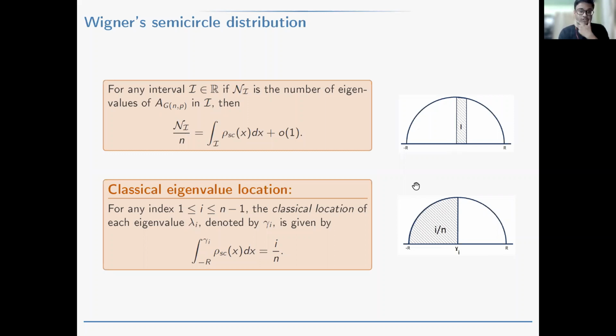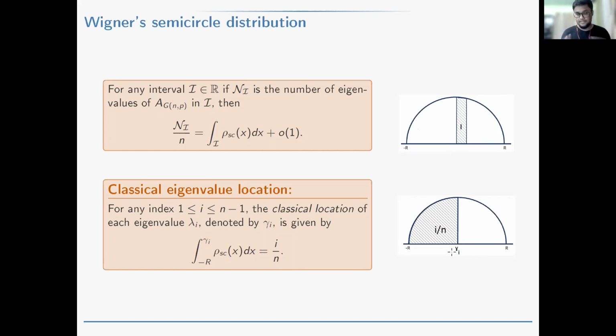For any eigenvalue lambda_i of A_G(n,p), the corresponding classical eigenvalue, which we'll denote by gamma_i, is given by the solution of this equation. What this means is that if you are looking for the ith classical eigenvalue, fill up i over n of the area of the semicircle. That's where the ith classical eigenvalue is going to be.